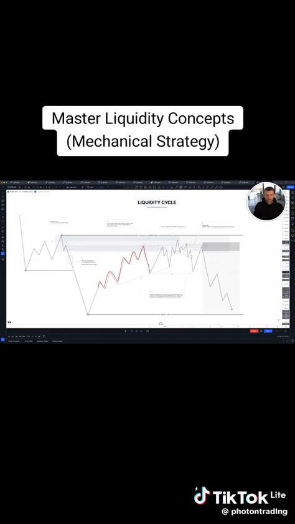What is that going to do? That's going to induce people to now want to sell from here, right? Because they've seen that mitigation of supply. They've seen structure start to shift in their favor. So what are they going to do? They're going to want to get short. They're going to get short here, stop losses above the highs. Right? So what is that doing?